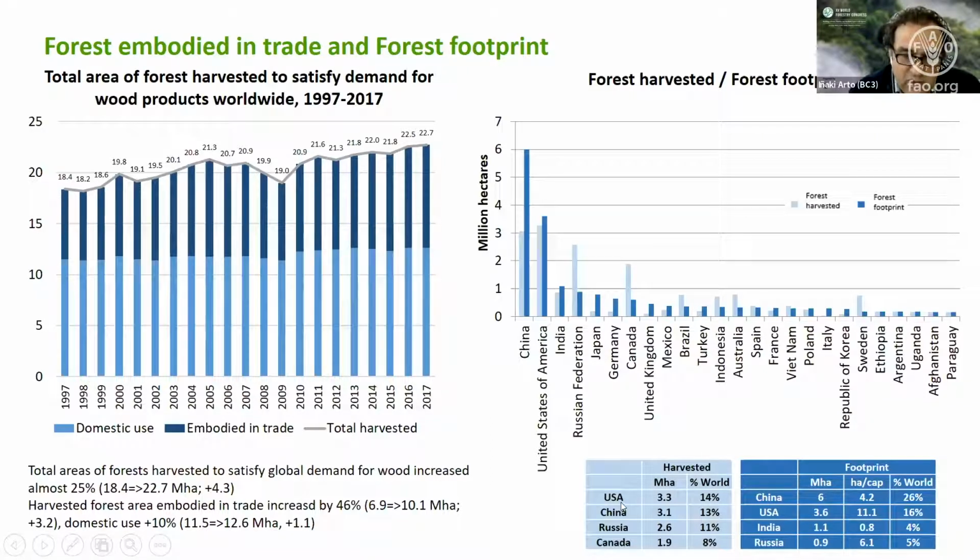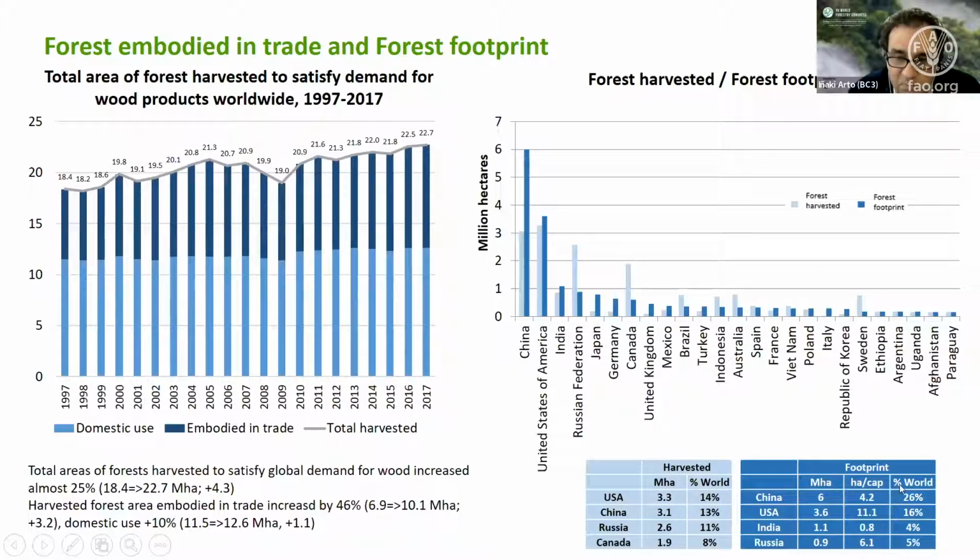You can see that in 2017, 4 countries harvested almost 50% of the forest harvested worldwide to satisfy global demand of forest products. The United States harvested 3.3 million hectares, China 3.1, Russia 2.6, and Canada 1.9. But in terms of footprint, the picture is to some extent different. For instance, in China, the footprint is 6 million hectares, United States 3.6 million hectares, India 1.1, and Russia 0.9. And these 4 countries also represent almost 50% of the world footprint.